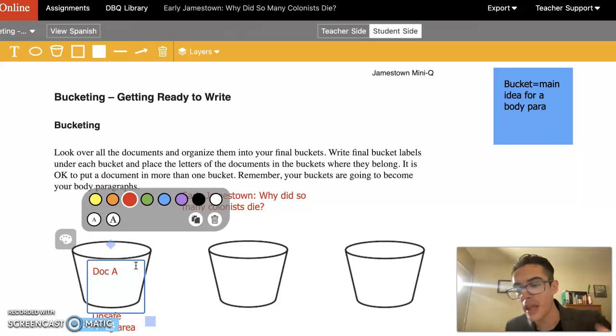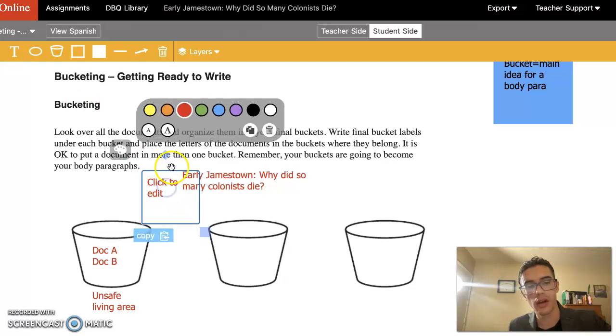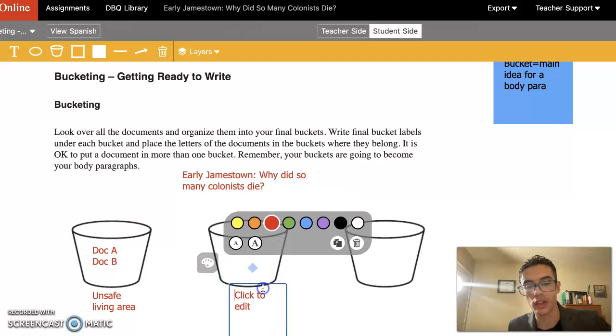Now, for my essays, I require you to use 2 sources per paragraph. So I need to find a second source that would match this. Let's say it was doc B, then I would type it in like that, and I have my first bucket done. For my second bucket, my idea, I'm going to say, seemed like the colonists were fighting each other, right? I'm going to say the group was fighting each other.